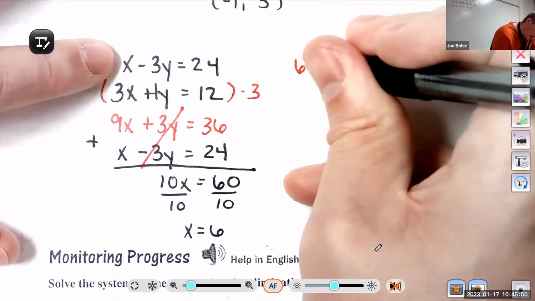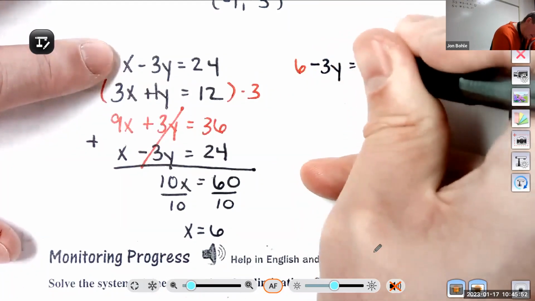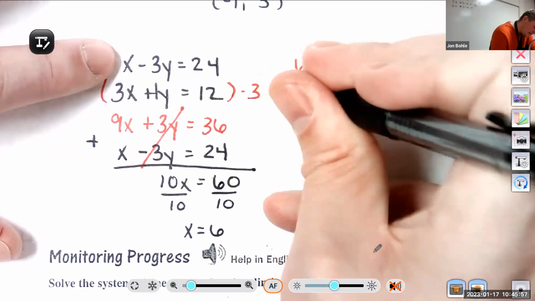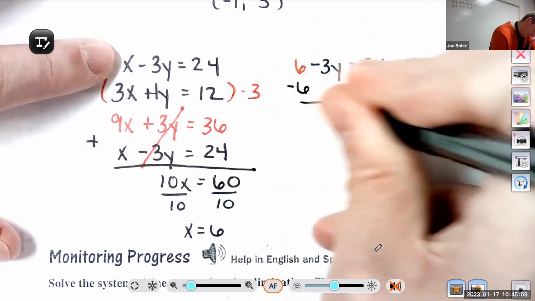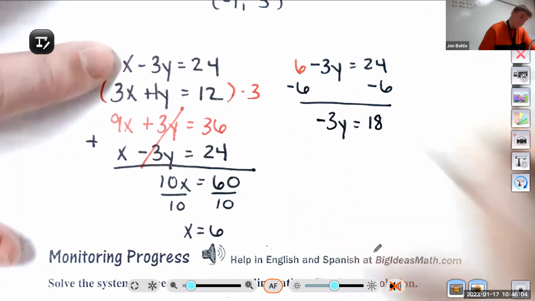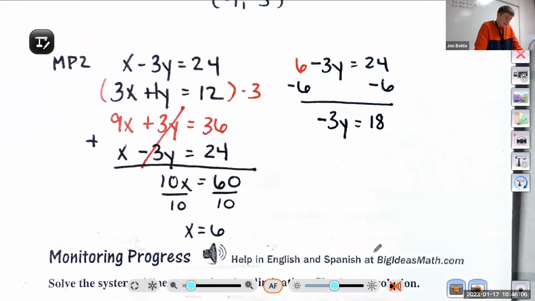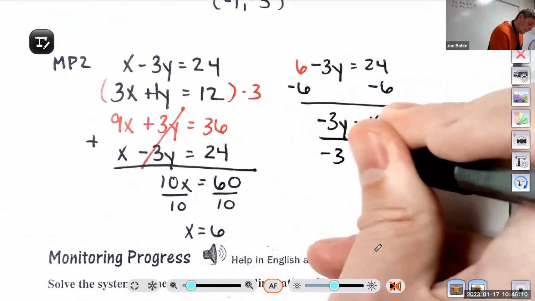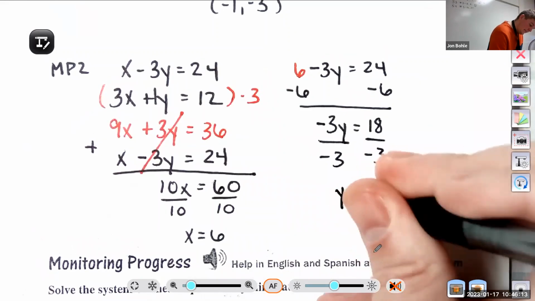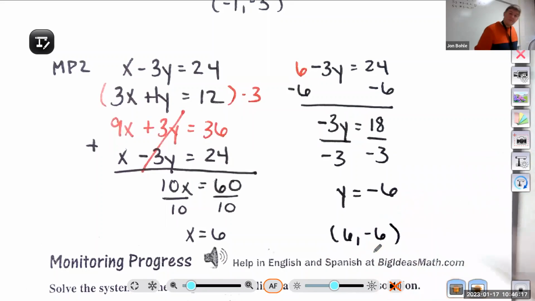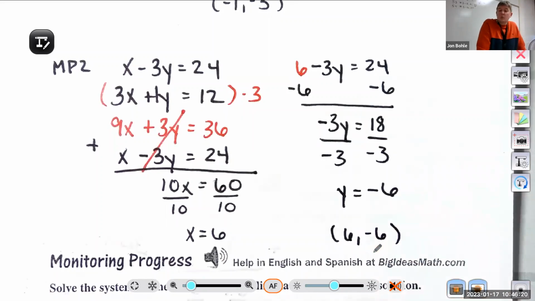6 minus 3y equals 24. That's a positive 6, so I would have to minus it from each side. It's 18. And then I would divide by negative 3. So y is negative 6. So x is positive 6, y is negative 6.